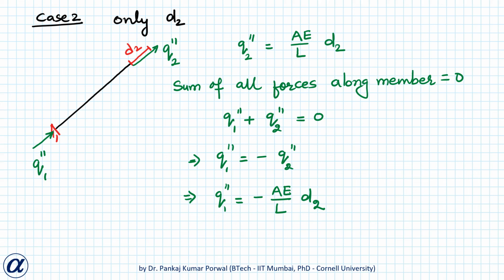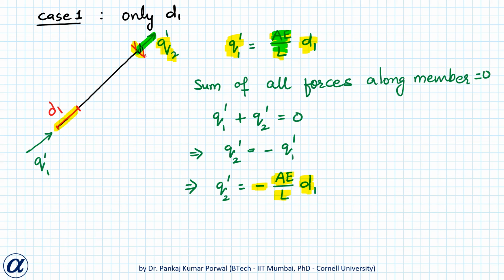Here again these two equations denote that if we fix node 1 of the member and apply displacement D2 at node 2, then the force developed at node 1 will be equal to minus AE by L D2, and the force developed at node 2 will be AE by L D2. In fact, these coefficients can be called the corresponding stiffnesses of the member.